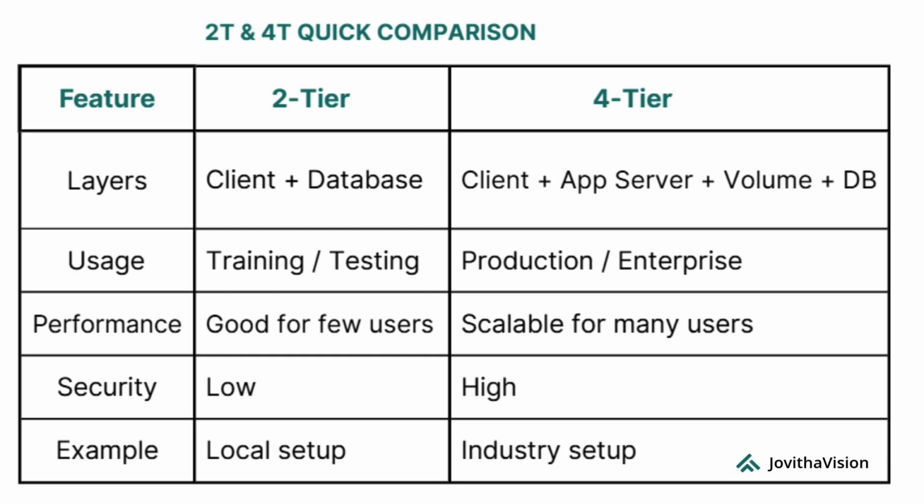So, when you work alone or just want to practice, two-tier is enough. But in real industries where hundreds of engineers use Teamcenter, four-tier is always preferred. It's safer, faster, and much more reliable. To summarize, two-tier is simple, used for testing or training. Four-tier is secured, scalable, and used in production environments. The main difference lies in the extra layers of security, performance, and file handling that make Teamcenter four-tier suitable for large-scale operations.